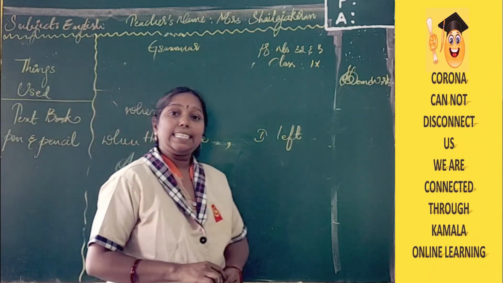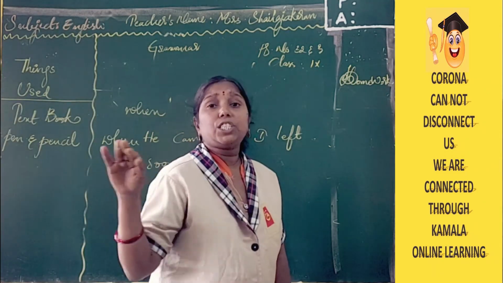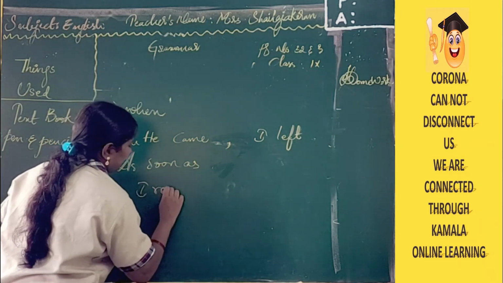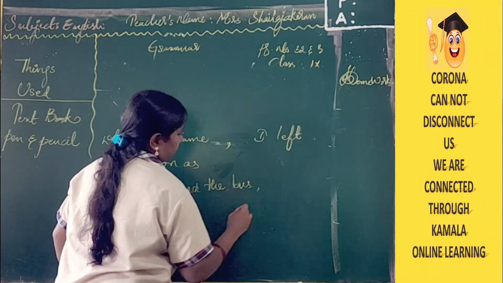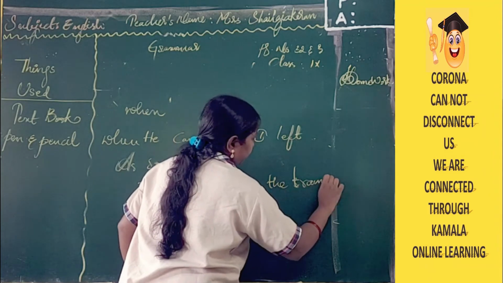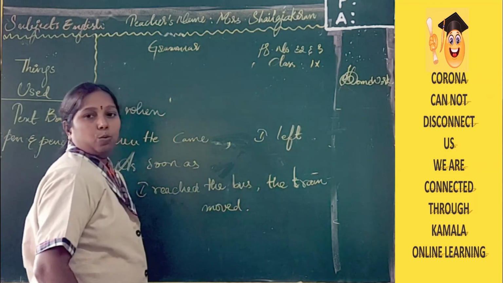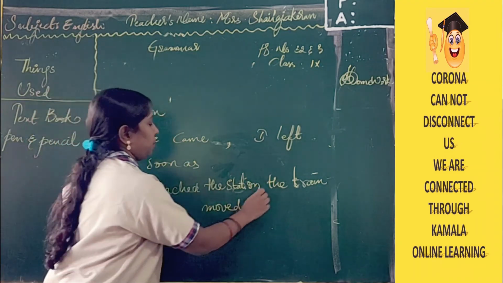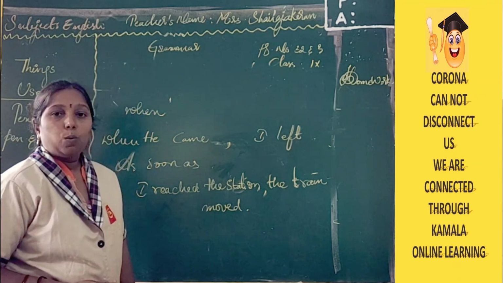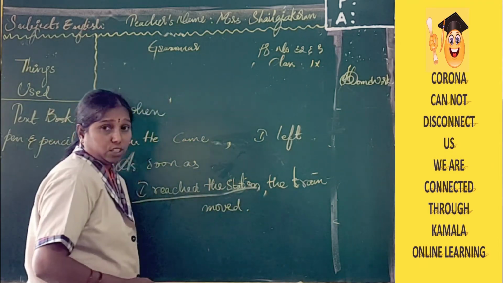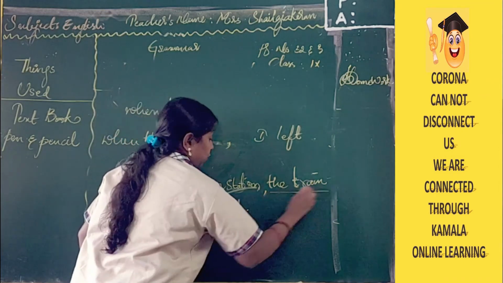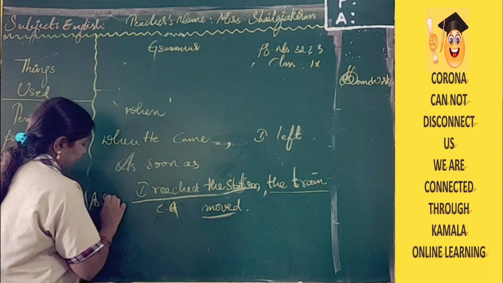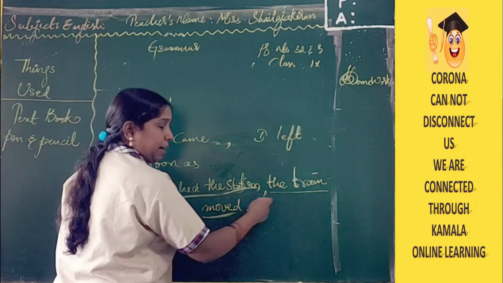Then same with "as soon as". Earlier action, later action. Now you see here: I reached the station. The train moved. What is the first action? I reached the station. What is the earlier action? This is the earlier action. After that, the train moved, this is the later action. Then to the earlier action you should use "as soon as". As soon as I reached the station, comma, the train moved.